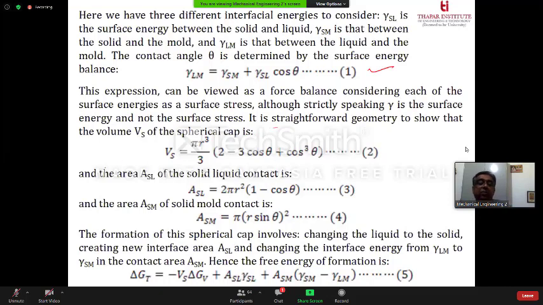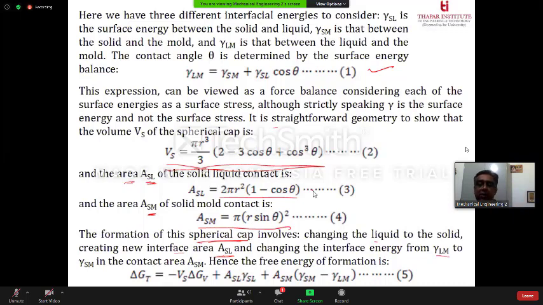And the geometry is basically a cap. So the volume of the cap is given by this formula, and the surface area of the solid-liquid front is given by this formula, and the surface area between the solid and the mold front is given by this area. So how does the formation of the spherical cap involve? First, liquid is converted into solid. It creates a new interfacial area, ASL, that is solid-liquid, and changes the interfacial area from liquid-mold to solid-mold at the contact area between solid and liquid.